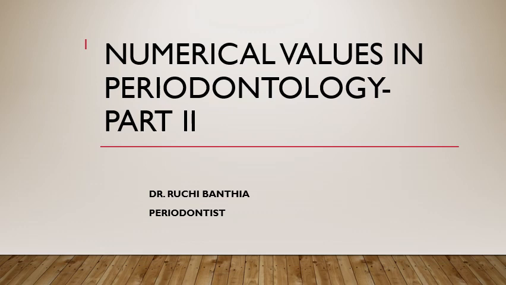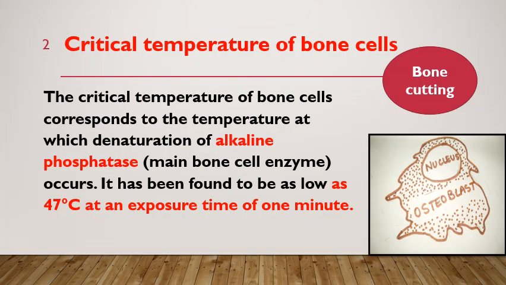Hi friends, this is part 2 of numerical values in periodontology. First question is critical temperature of bone cells.